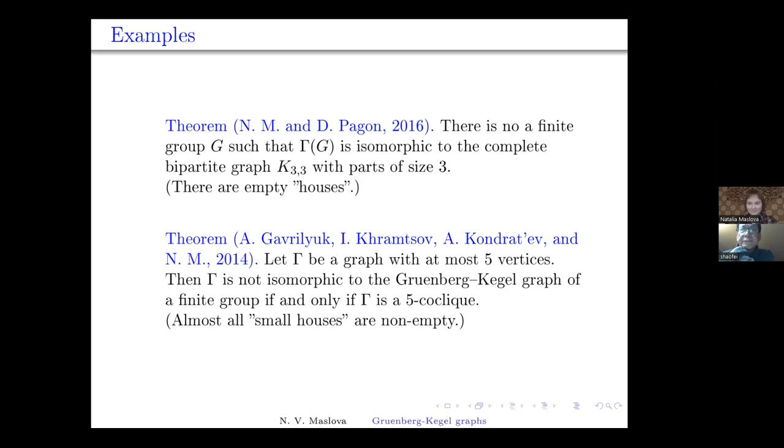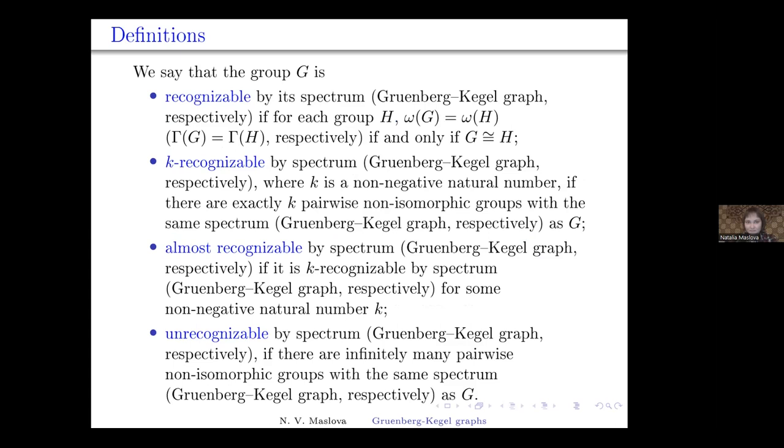Let us give some definitions. We say that a finite group is recognizable by its spectrum, or respectively by its Gruenberg-Kegel graph, if it is uniquely determined up to isomorphism by its spectrum or respectively by its Gruenberg-Kegel graph. It is k-recognizable by its spectrum or respectively by its Gruenberg-Kegel graph if there are exactly k pairwise non-isomorphic groups with this spectrum or respectively this Gruenberg-Kegel graph. Almost recognizable means it is k-recognizable for some k. It means that the number of groups with the same spectrum as the given group, or respectively with the same Gruenberg-Kegel graph, is finite.